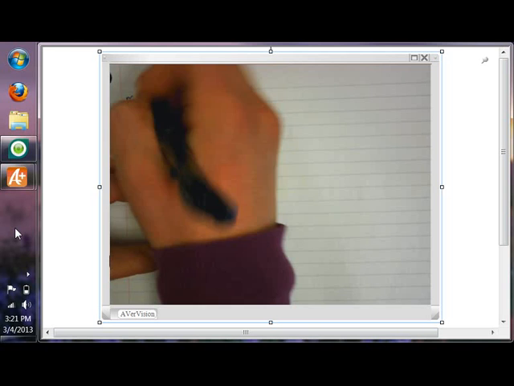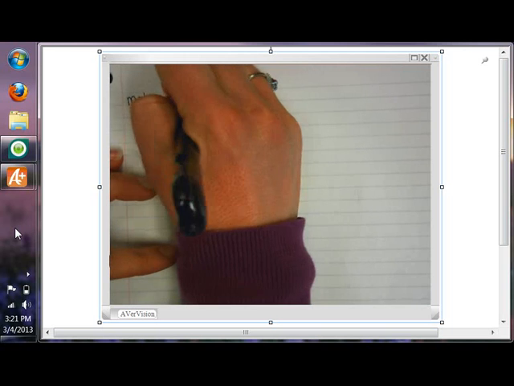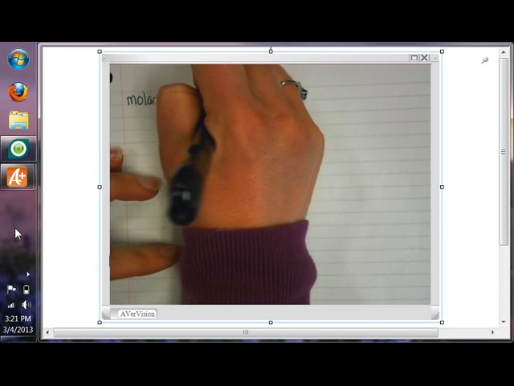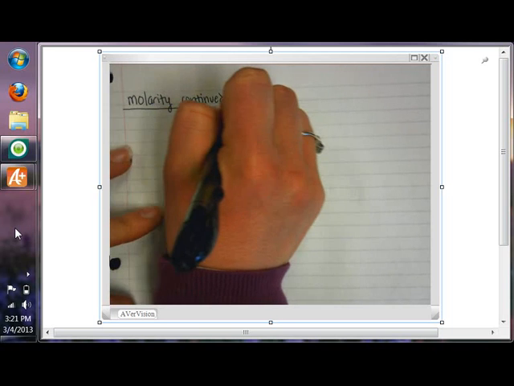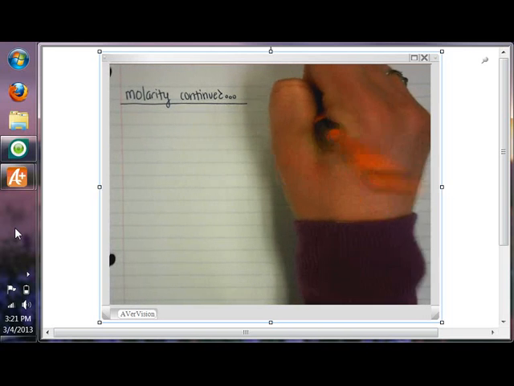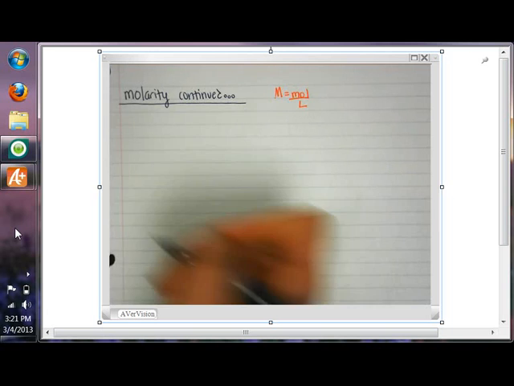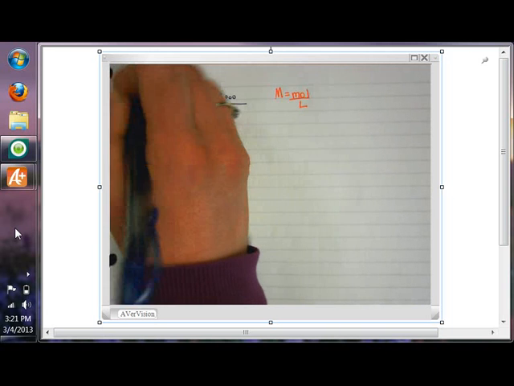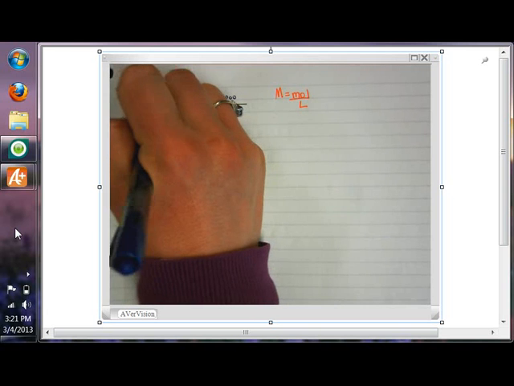So I'm going to say molarity continued. Now, just to refresh your memory, remember that molarity is capital M and it is moles over liters. So what you're going to take notes on now is just kind of different variations on what we can do with molarity. The first question it's going to ask is find the volume.